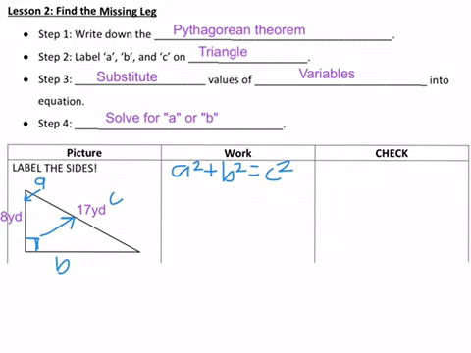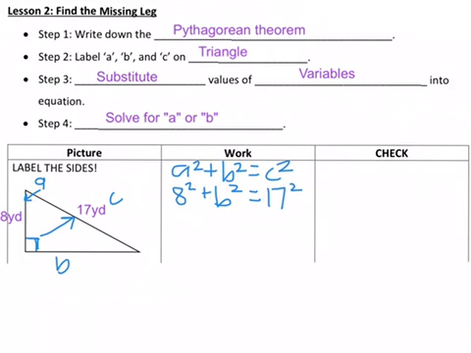Step 3 is substitute the values of the variables. Now a squared is not a anymore, it's 8. So 8 squared plus, b is still b squared, we do not have a number there. And then c squared is 17 squared, because that's what we just labeled on our triangle. That's our hypotenuse. Now we have to solve for a or b.